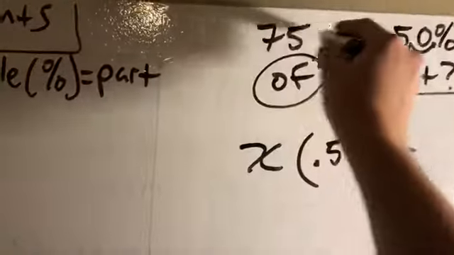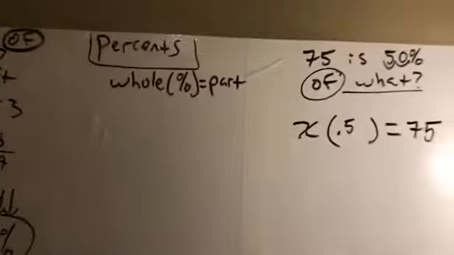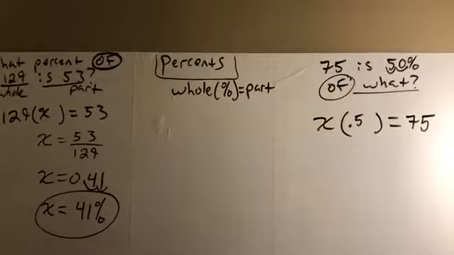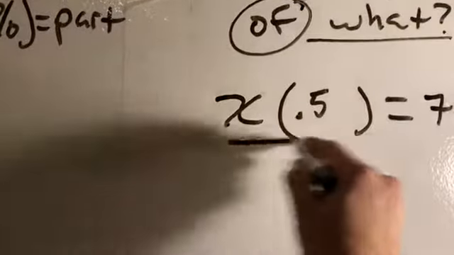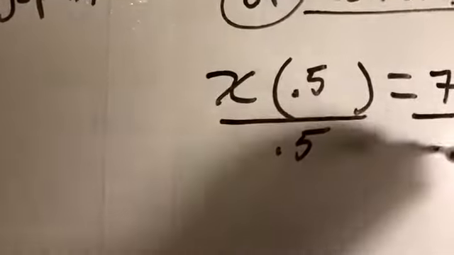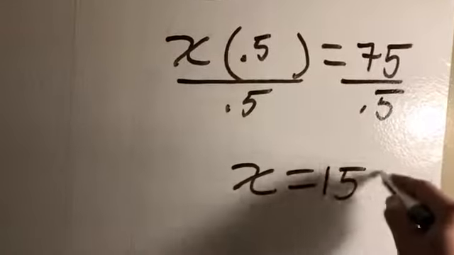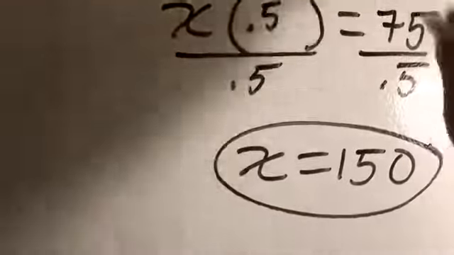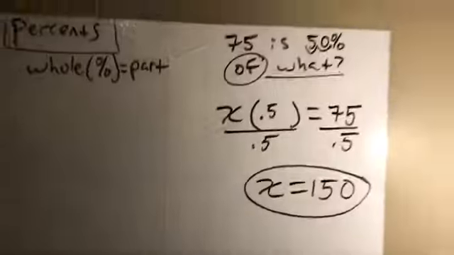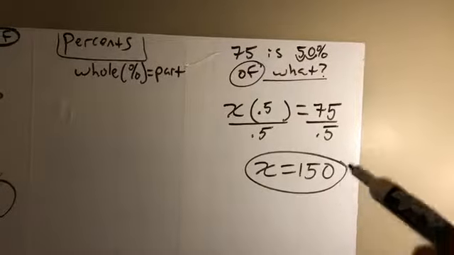And then we know that 75 will be that new part. Once again, right here, we see that's X times 0.5. So the inverse operation will be division. And we will end up getting 150. Whenever you divide by a decimal, the number gets bigger. You'll notice that in math. So 75 is 50% of what? 150.